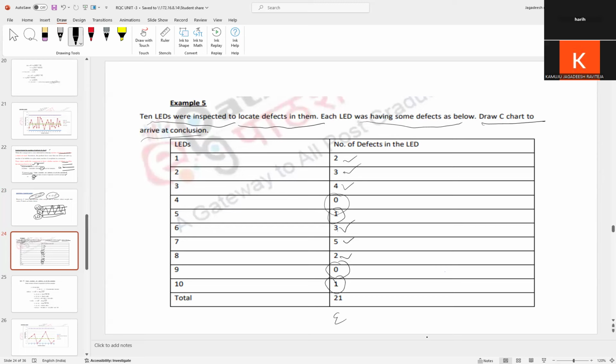Now we have to find the sigma C value, isn't it? Sigma C is the summation of all the defectives. So now we are going to add all these values. 2 plus 3, 5. 5 plus 4, 9. 9 plus 0, same 9. 9 plus 1, 10. 10 plus 3, 13. 13 plus 5, 18. 18 plus 2, 20. 20 plus 0, 20. And 20 plus 1, 21. So therefore, what is the value of sigma C? 21. So we have identified the sigma C value. Now, shall we go to the next slide?